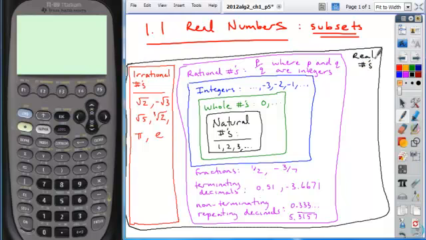And so one of the things that you are going to be asked to do is to classify. So you'll get a set of numbers and you'll be asked to identify which, if any, of these classifications the number falls into.